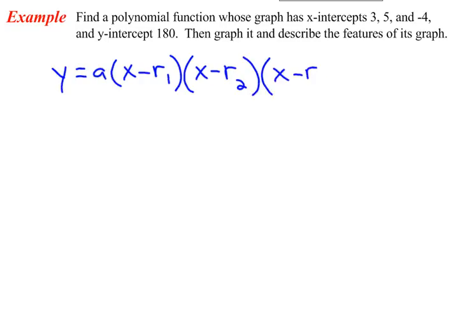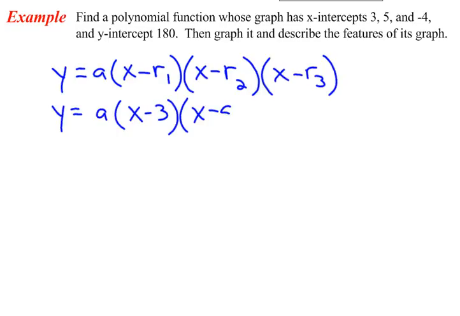We've done a lot with this factored form. We know that R1, R2, R3 are the x-intercepts, and that A is the vertical dilation. Now the example is telling us that the x-intercepts are at 3, 5, and negative 4. So we're going to plug those in for R1, R2, R3. X minus 3, x minus 5, x minus negative 4 would be x plus 4.